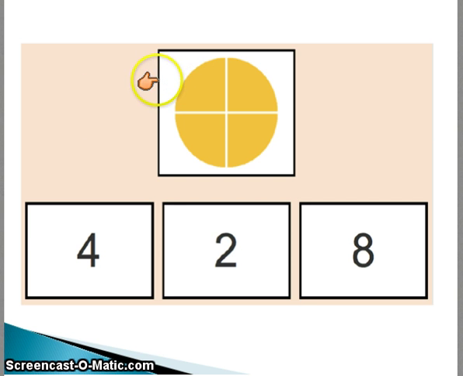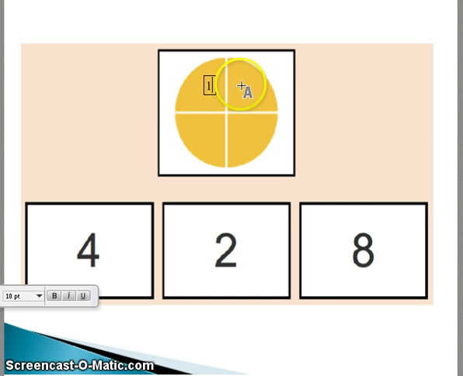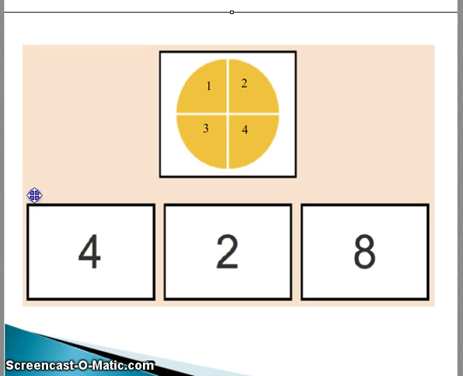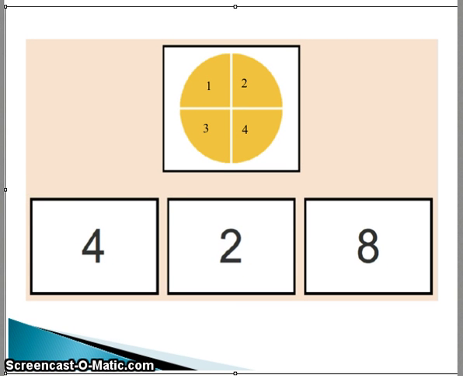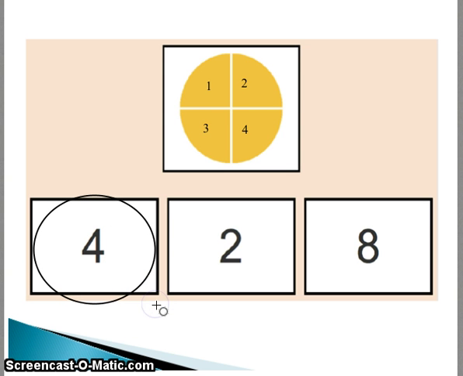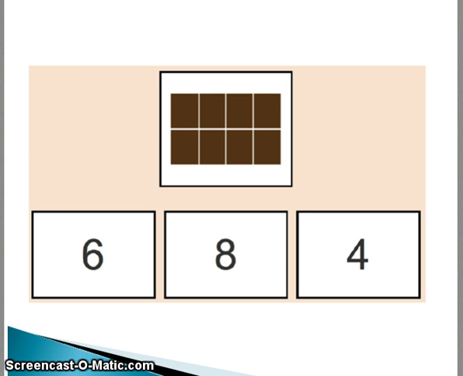Okay, so we're going to look at this circle here. How many parts are in this circle? So we have 1, 2, 3, 4. So we would have 4 parts to that circle. Okay, what about this rectangle? How many parts are we going to have there?